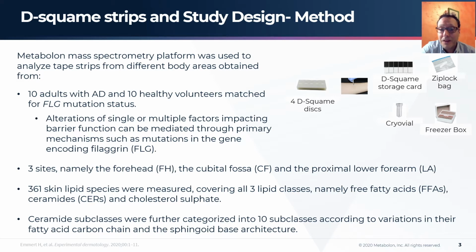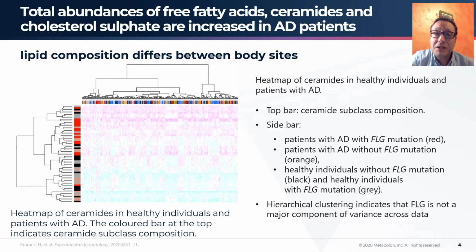As I said, we measured 361 skin lipid species, which covered 3 lipid classes, namely free fatty acids, ceramides, and cholesterol sulphate. Ceramide subclasses were further categorized into 10 subclasses according to variations in their fatty acid carbon chain and the sphingoid base architecture. The study revealed that the total abundances of free fatty acids, ceramides, and cholesterol sulfates are increased in atopic dermatitis patients, and that lipid composition differs between body sites.